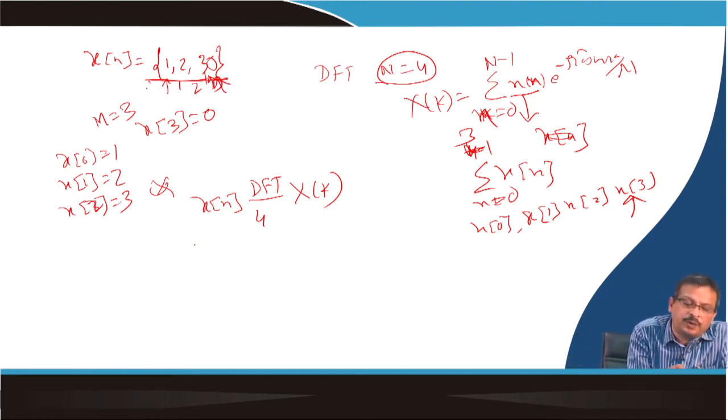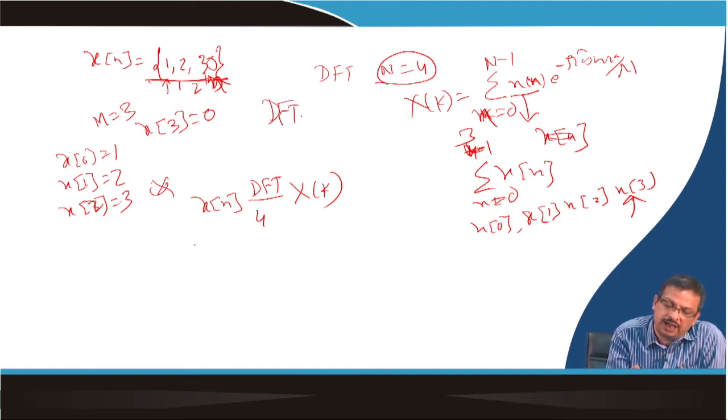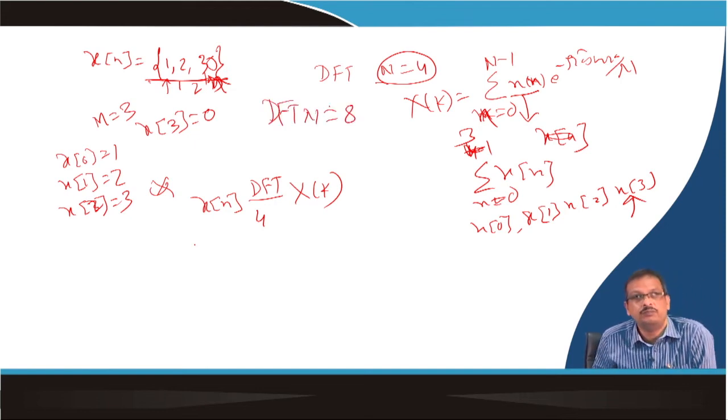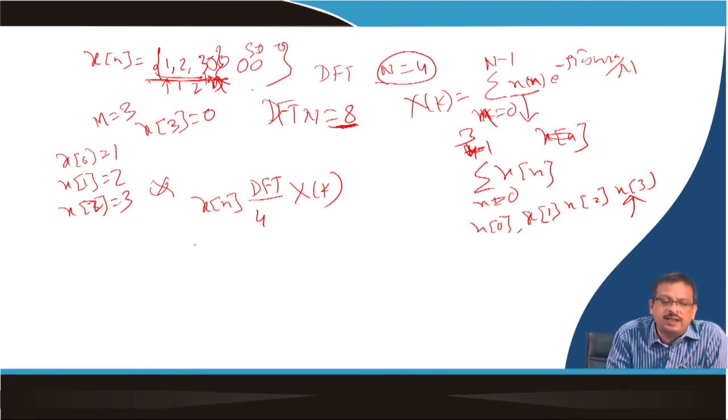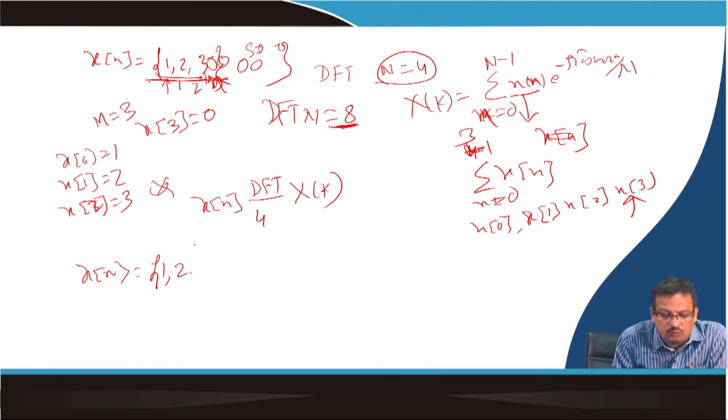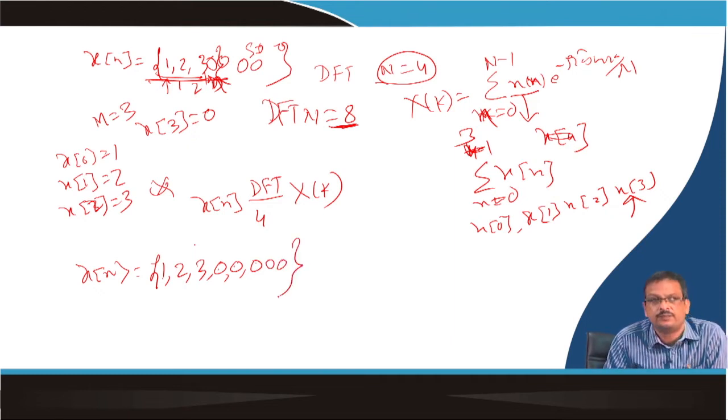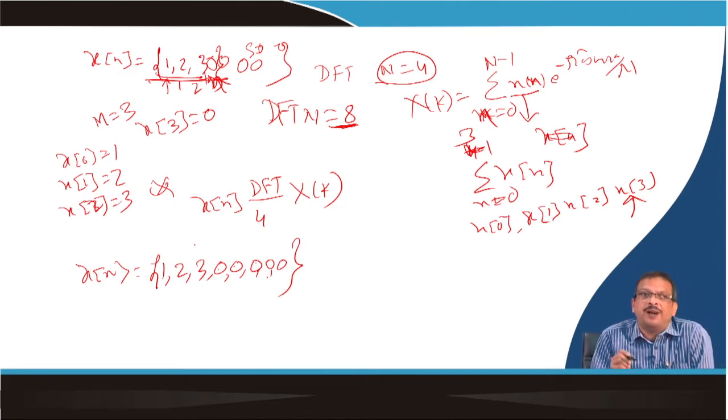Even I can take x of n equal to 1, 2, 3 and compute a DFT with N equal to 8. Then I have only 3 samples, but I am computing an 8-point DFT. So another 5 samples will be 0. That means 5 zeros will be padded to the length of the signal. So my x of n will be 1, 2, 3, 0, 0, 0, 0, 0, because the length will be 1, 2, 3, 4, 5, 6, 7, 8. So all the rest are 0.